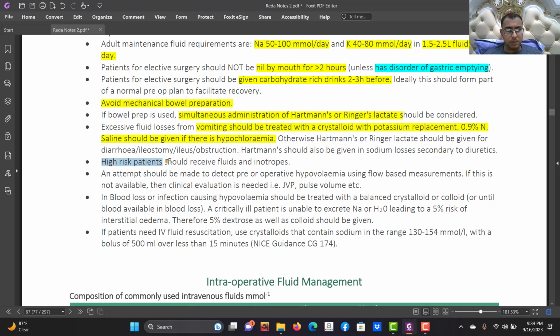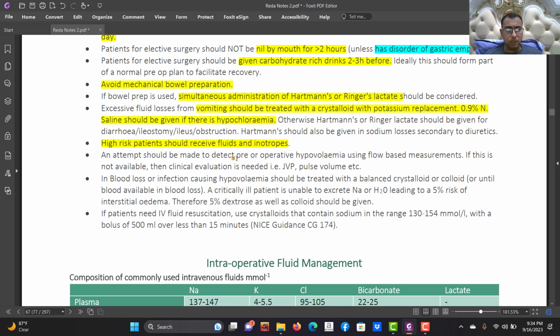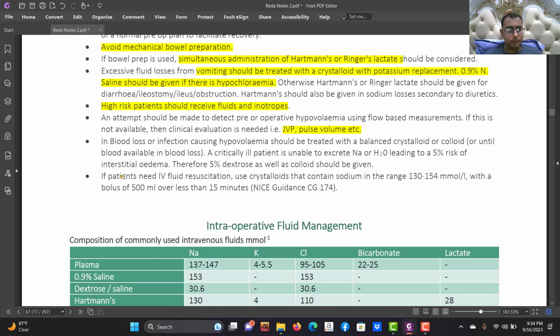High-risk patients should receive fluid and inotropes. An attempt should be made to detect pre- or postoperative hypovolemia using flow-based measurement. If this is not available, then clinical evaluation is needed: JVP, pulse, etc. Blood loss or infection causing hypovolemia should be treated with balanced crystalloid or colloid. A critically ill patient is unable to excrete sodium and water, leading to a risk of interstitial edema. Therefore 5% dextrose as well as colloid should be given.